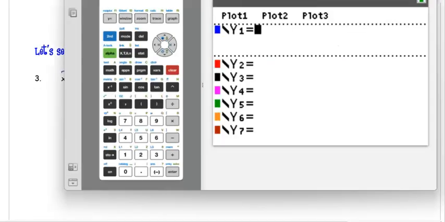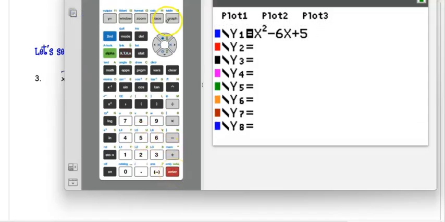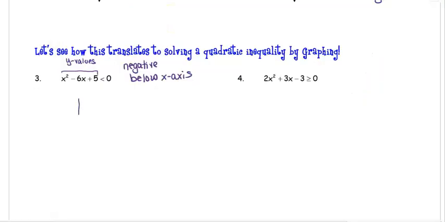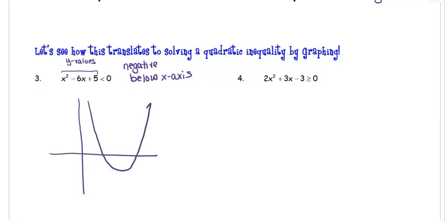So as we go ahead and graph this, I plug x squared minus 6x plus 5 into my calculator and graph that. And I'm going to do a quick sketch of that. All right, that looks something like this. Now I'm going to use some open circles since it says less than. I want to know where it goes below the x-axis. Well, that's this section in between here.